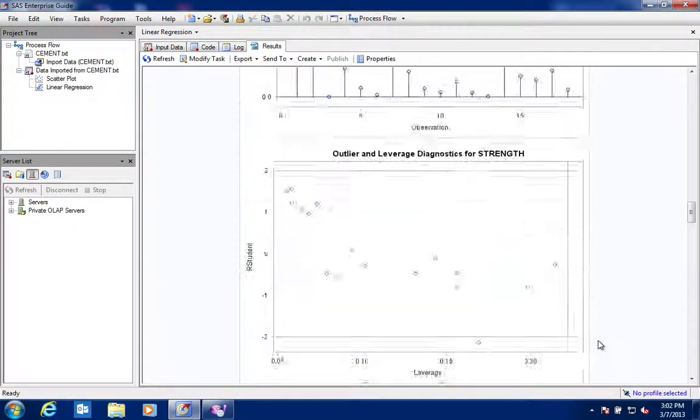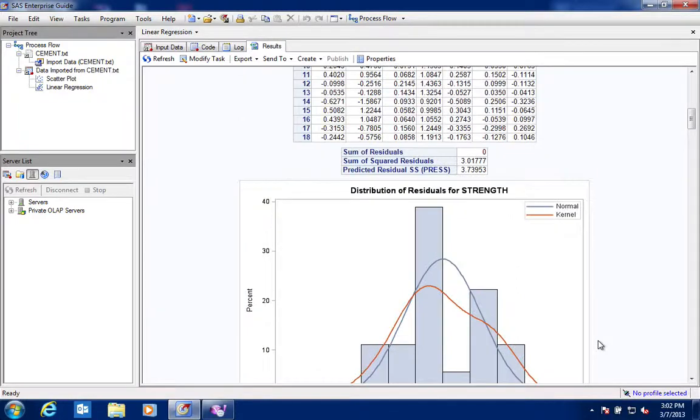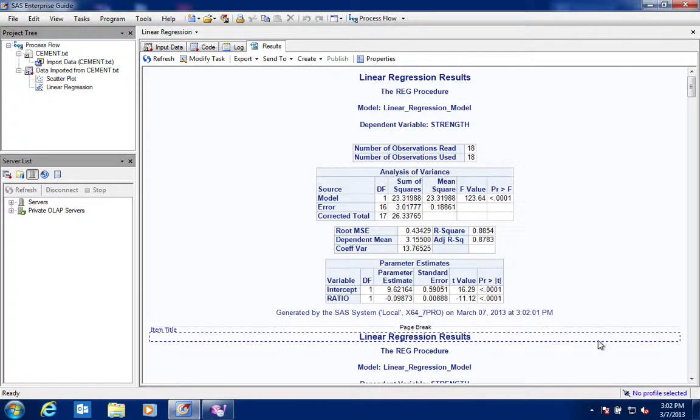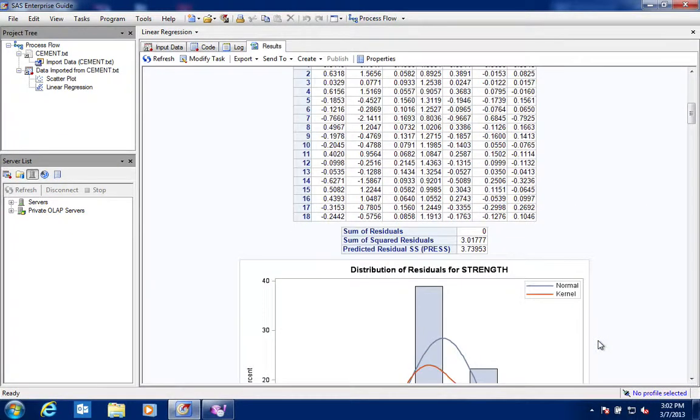So, first order model R squared adjusted is reported as 0.8783. And the PRESS residual, the predicted residual sum of squares here, is 3.7395.